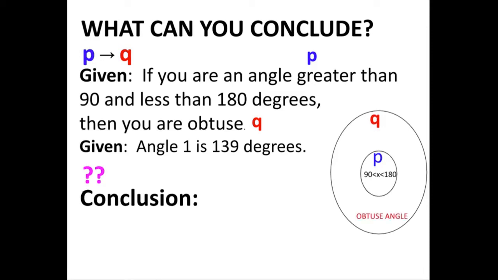So I need to figure out, where does angle 1 equaling 139 degrees fall? Of course, 139 degrees is greater than 90 and less than 180, and so I call that hitting the bullseye. The reason this is important is that since my angle 1 is 139 degrees, that's logically identical to my hypothesis, P. That means that I can make a conclusion here. Because my second statement is logically identical to P, I can conclude that angle 1 is obtuse.